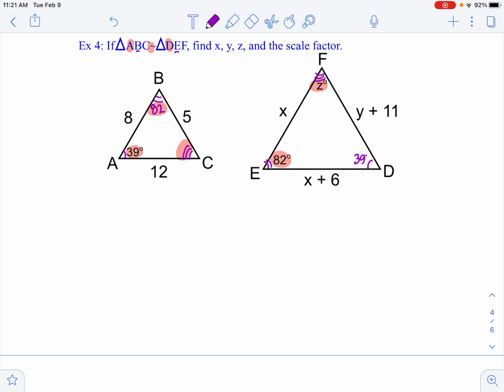So I'm going to do 82 plus 39. 82 plus 39 plus z equals 180. 82 plus 39 is 121, plus z equals 180. And then subtract 121 from both sides. So we have our first variable. We have z is 59.